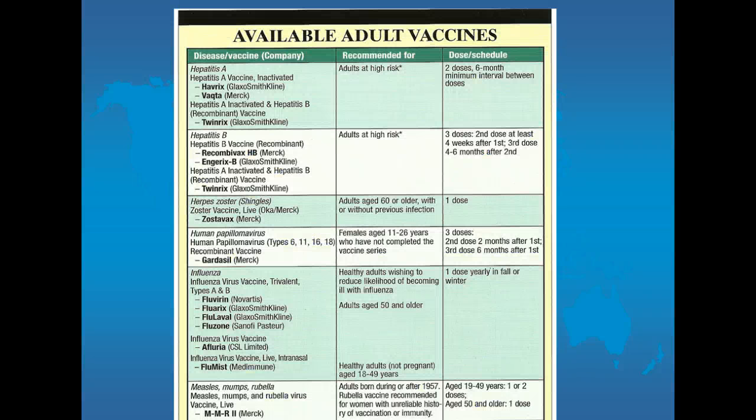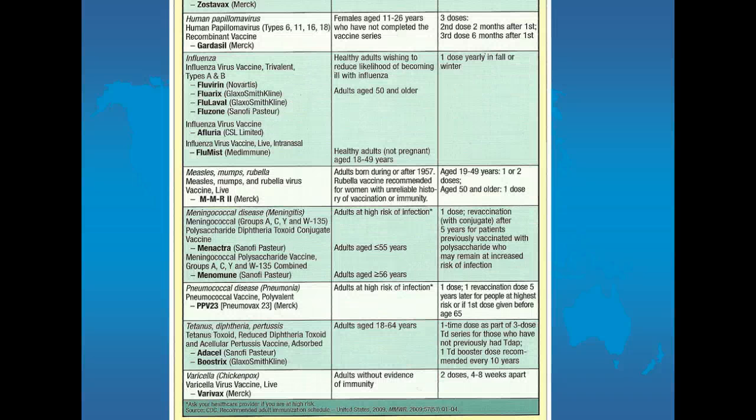These are the available adult vaccines that many people are not getting, and that's why you had that huge number of people dying from vaccine preventable diseases. So there's your hepatitis A, B, your herpes zoster for shingles, HPV vaccines, and your influenza, measles, mumps, and rubella. And we also have meningitis vaccine, pneumococcal vaccines for pneumonia, tetanus, diphtheria, pertussis, as we talked about, and your varicella.